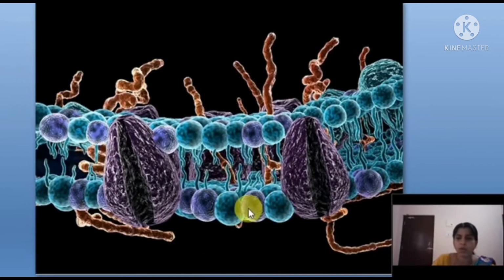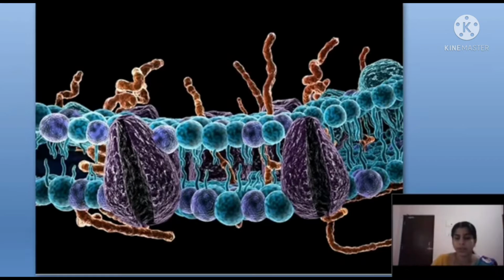In the case of a plant cell, the outermost layer is the cell wall, in addition to the plasma membrane. It is non-living and made up of a complex carbohydrate known as cellulose. I hope everyone heard this word, cellulose, a complex carbohydrate. The cell wall provides mechanical support, protection and rigidity to the plant cell.